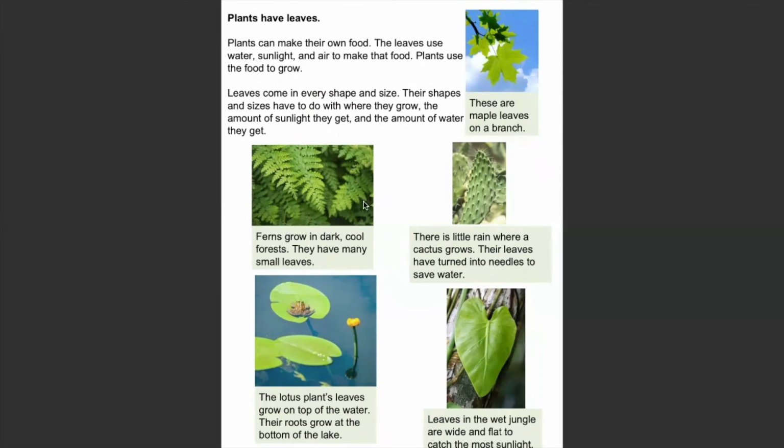Ferns grow in dark, cool forests. They have many small leaves. There is little rain where a cactus grows. Their leaves have turned into needles to save water. The lotus plant's leaves grow on top of the water. Their roots grow at the bottom of the lake. Leaves in the wet jungle are wide and flat to catch the most sunlight.